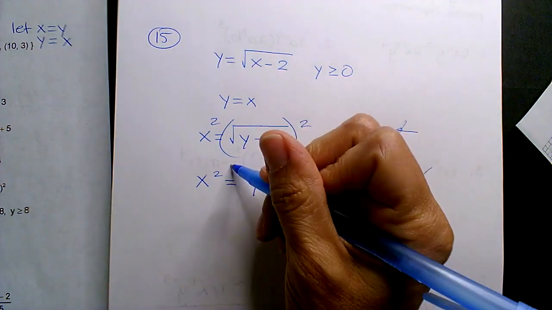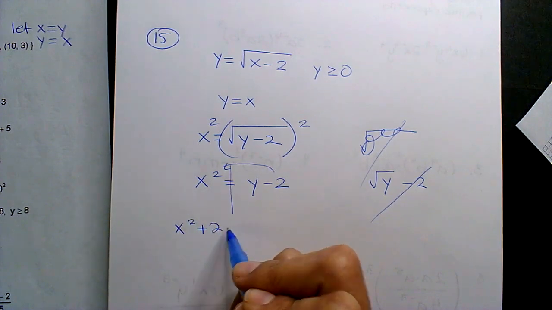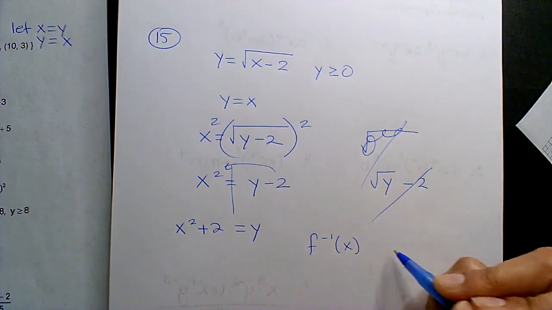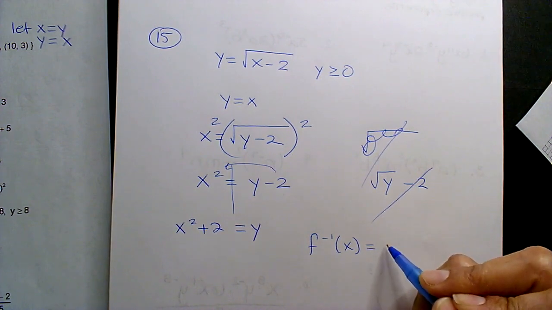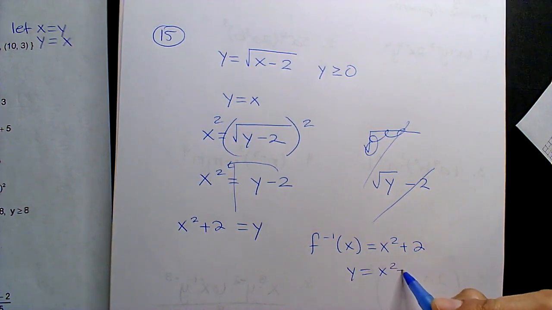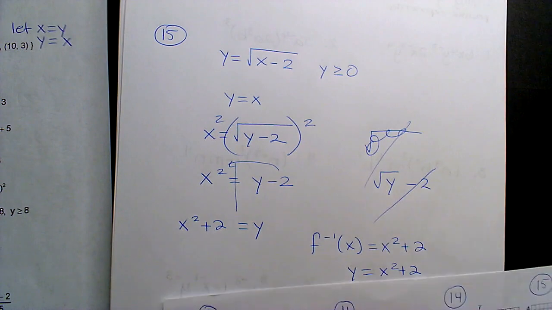So here's your equal sign. So now I can take that over. So I get x squared plus 2 is equal to y. And so that is your inverse function. X squared plus 2. Or y equal x squared plus 2.